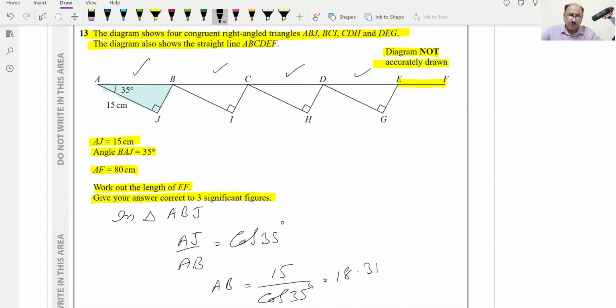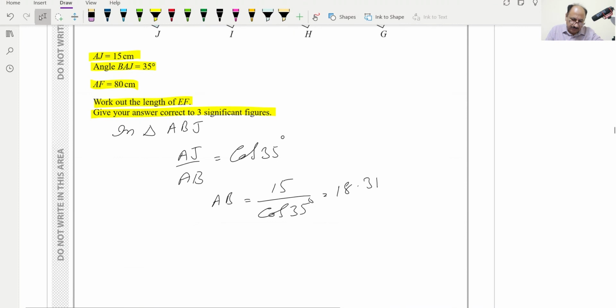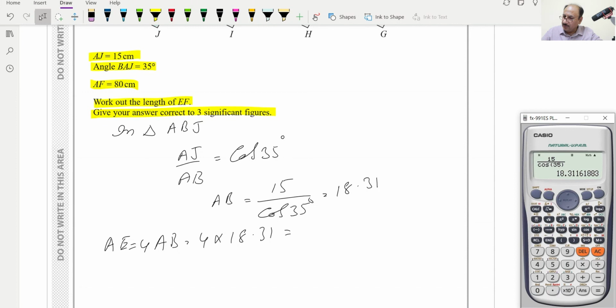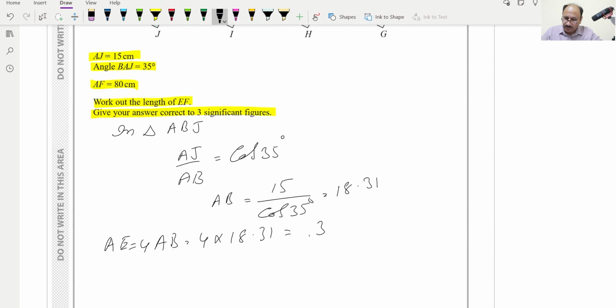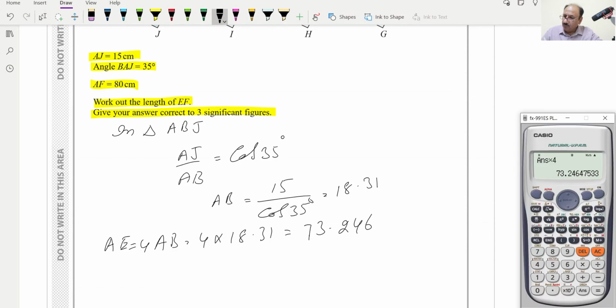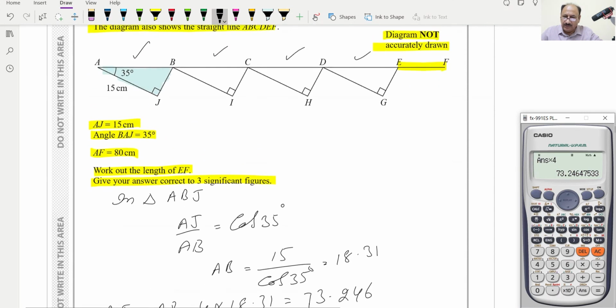And this is 1, 2, 3, 4 times. So AE will be equal to 4 times AB, which is equal to 4 times 18.31. Multiplying by 4, it is equal to 73.246. Yes. So now we can check for EF.